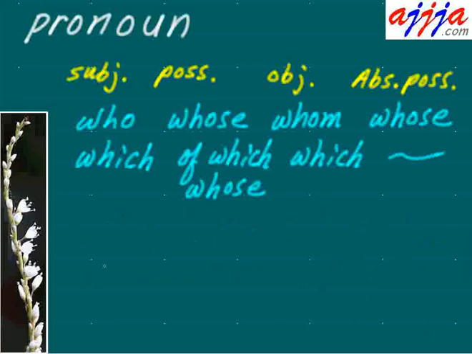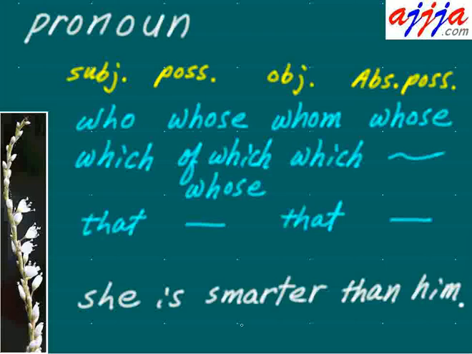Instead of who and which, we can also use that. That, we have no possessive form. Then, that, I love that. That's objective form. No absolute possessive. So far, we were talking about common pronouns. Next time, we're going to talk about very special, especially relative pronouns, like what. Things like that.